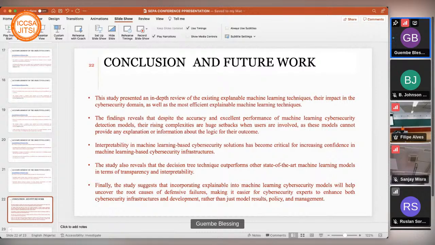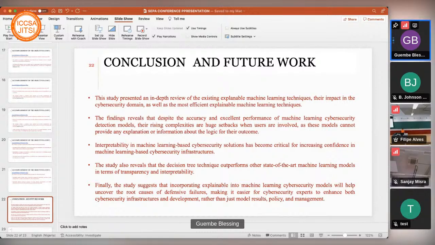Finally, this study suggests that incorporating explainability components into machine learning cybersecurity models will help uncover the root causes of defensive failures, making it easier for cybersecurity practitioners to enhance both cybersecurity infrastructures and development, rather than just using model results, policy, and management. Thank you.